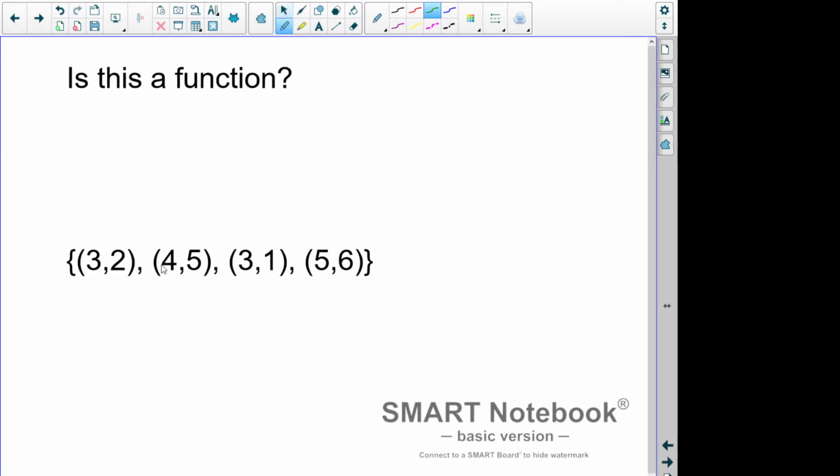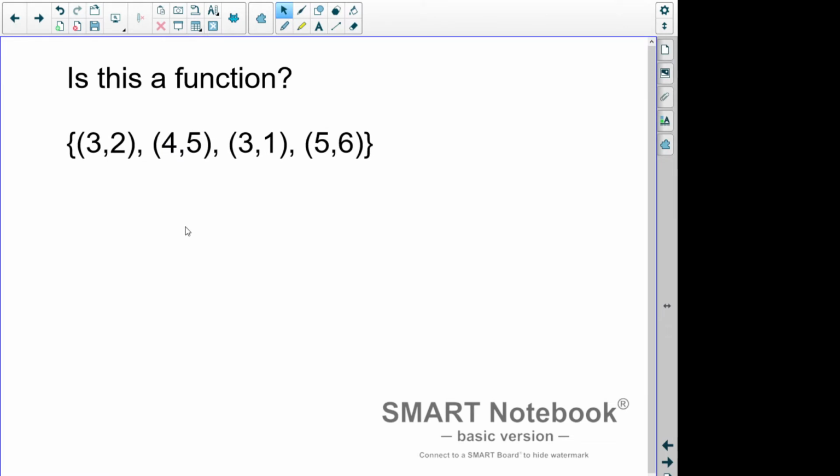So here's our first test. We want to see if this is a function. There are a number of ways we can do it, but we want to go back to that definition. We talk about a function as being a set of points, a relation where every member of the domain only goes to one member of the range.